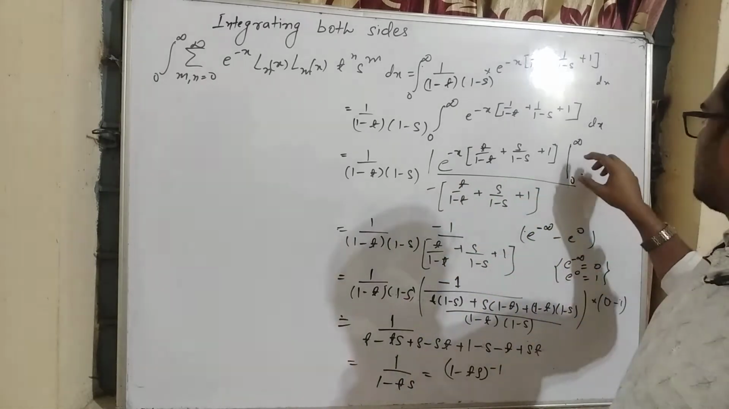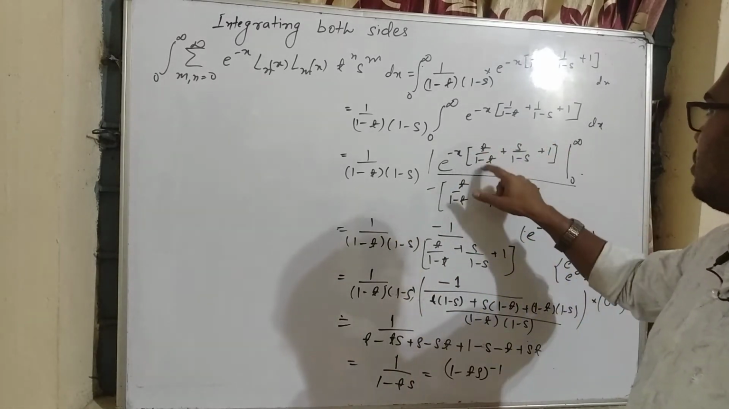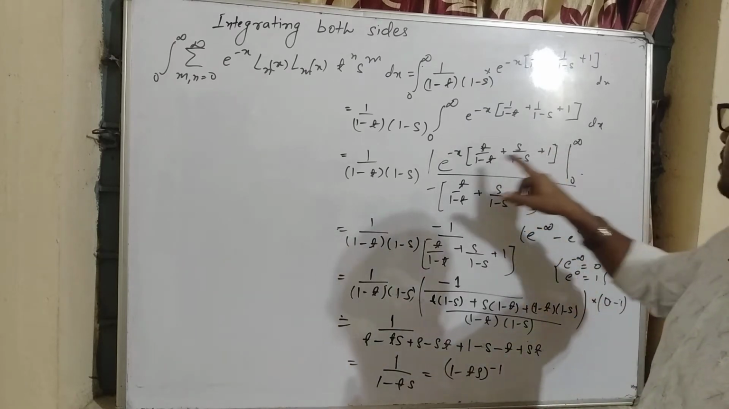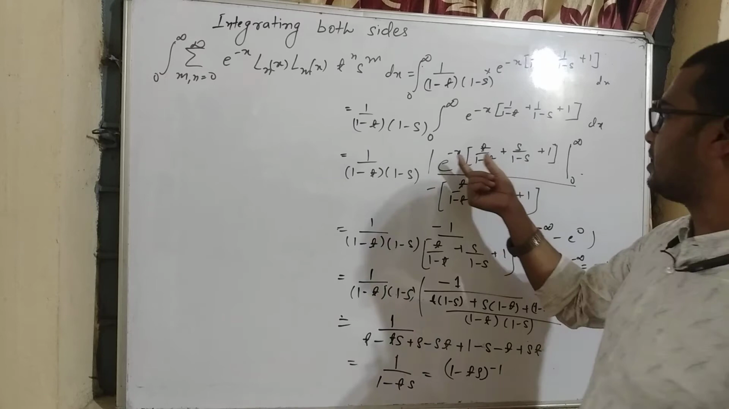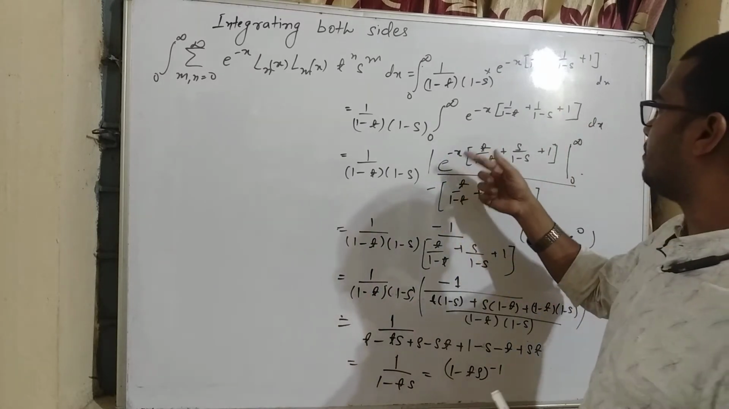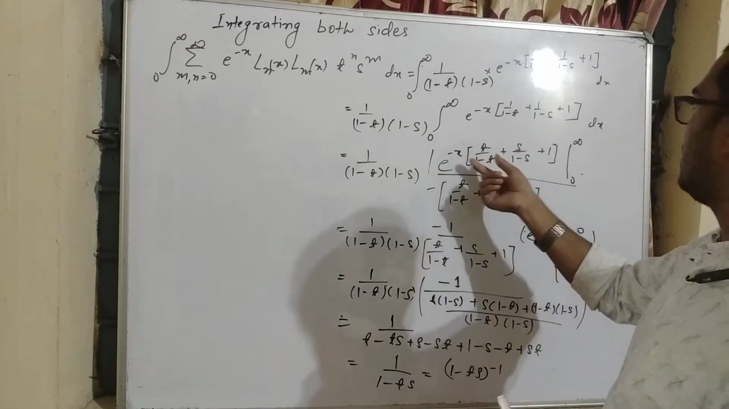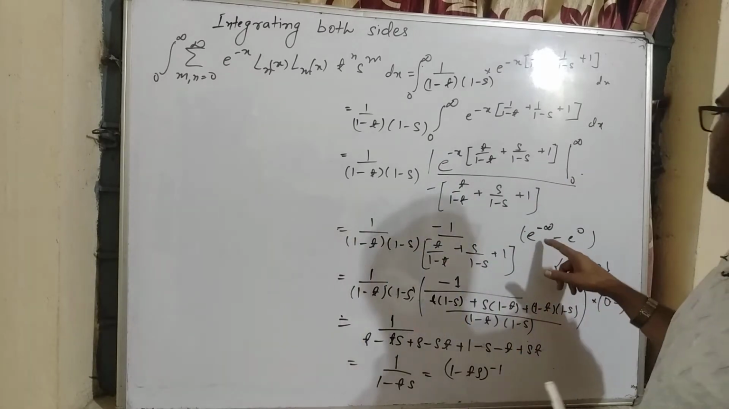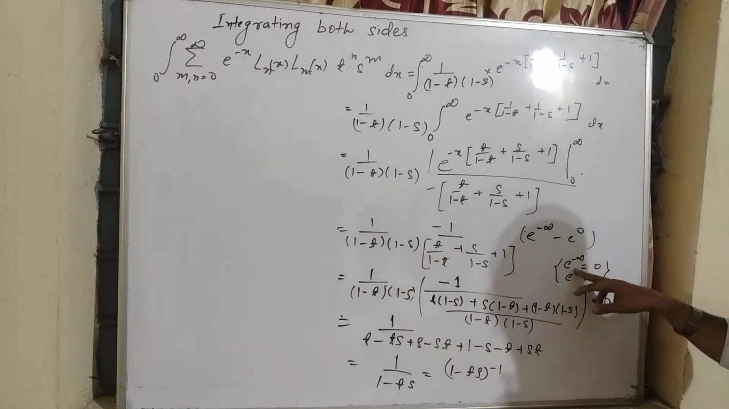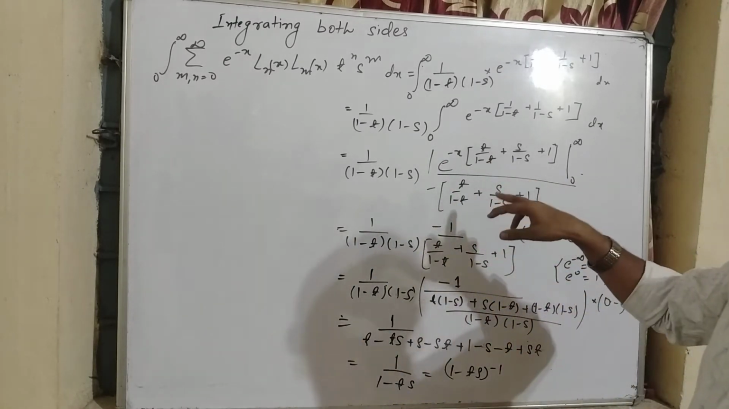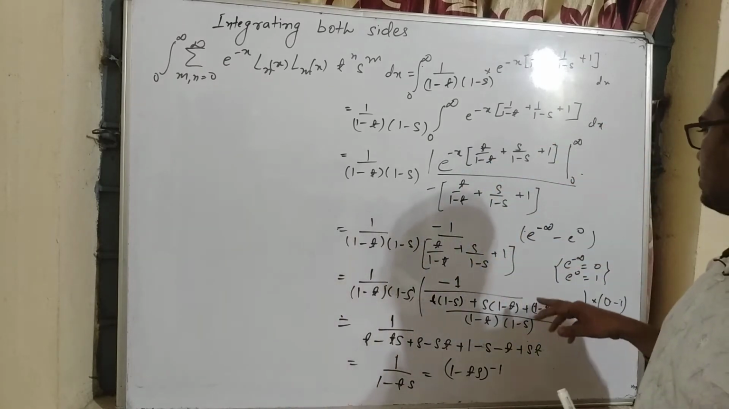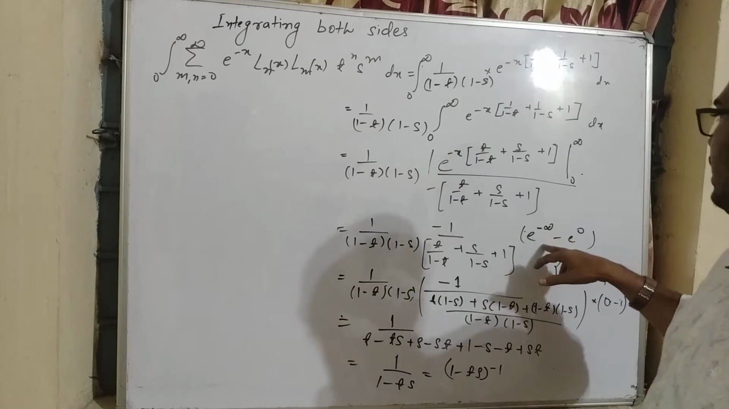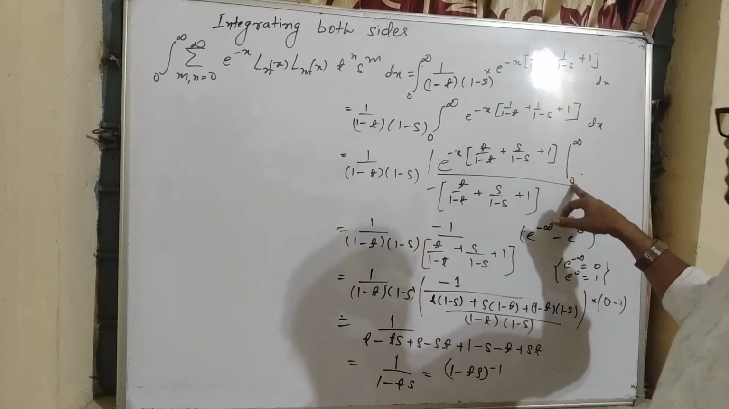And now we'll put the values infinity and 0 over this. When we put infinity, e to the power minus infinity, this is in the product form, so this can be written as a power of e to the power minus x. So e to the power minus infinity will become 0. As I have written here, e to the power minus infinity will become 0. So anything to the power 0 is again 0. So this will come as 0, and the second is the lower limit, which is 0.